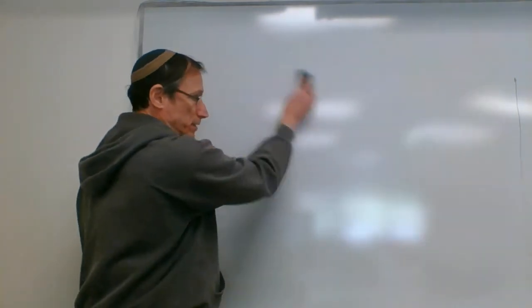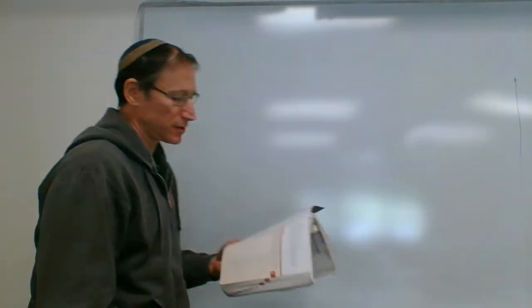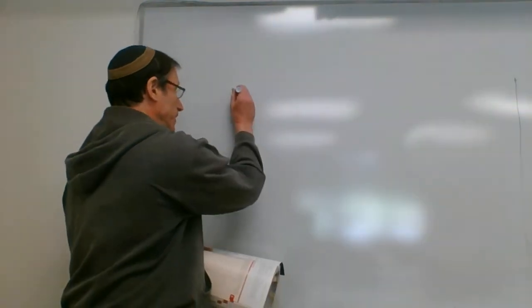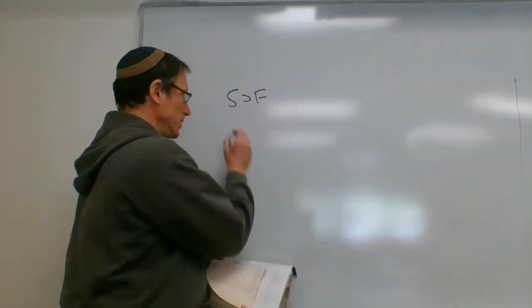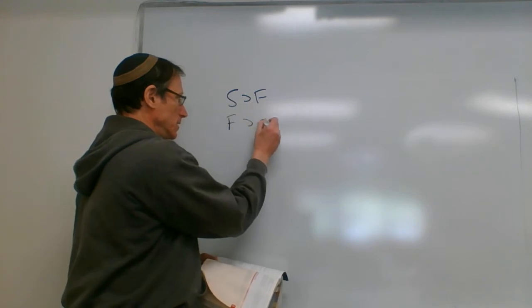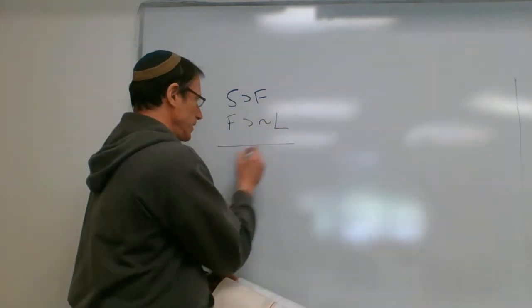Okay, so here is what number 2 looks like. It is the following. Now, I'll write this on the board. We have S horseshoe F, F horseshoe not L, and we have S horseshoe not L.